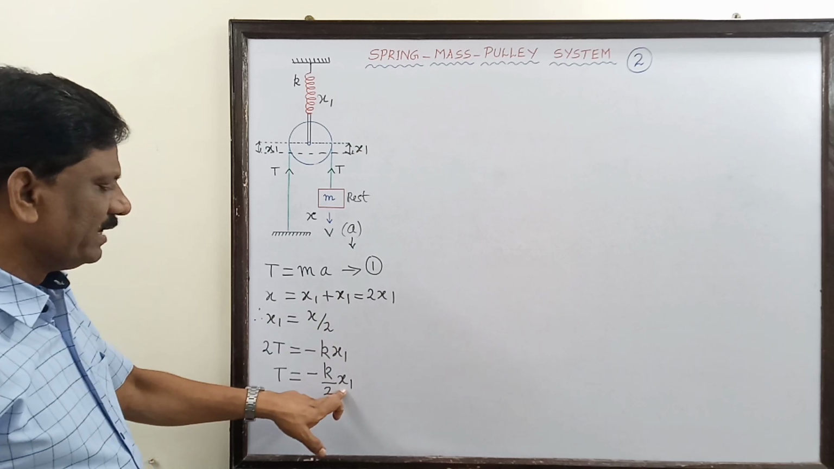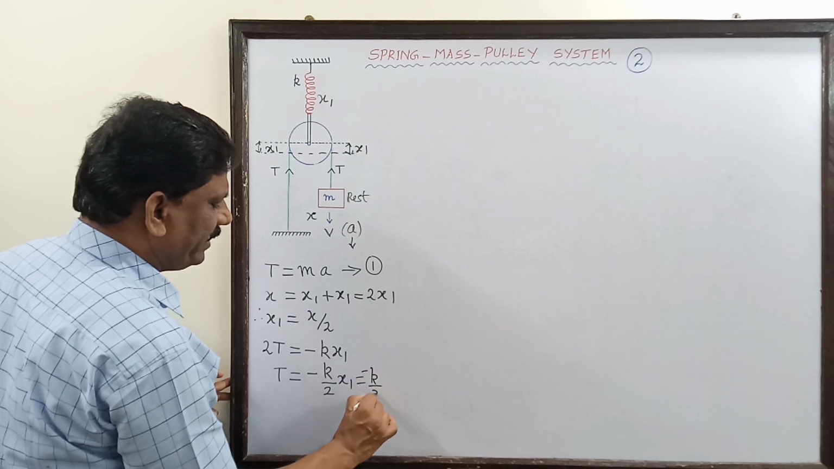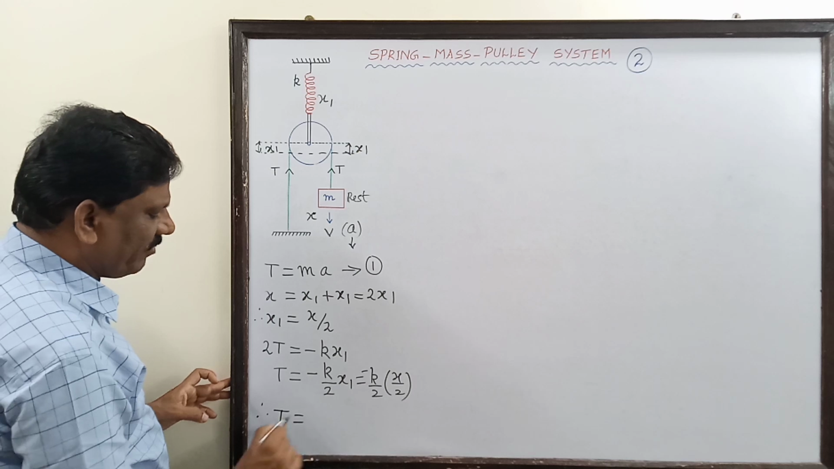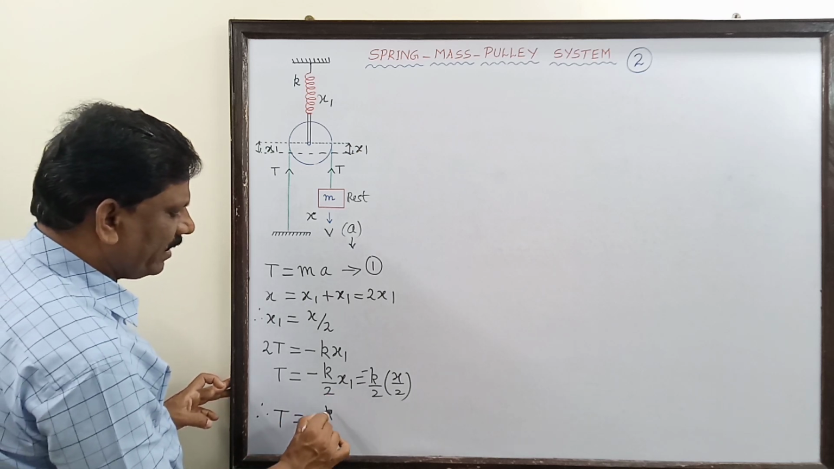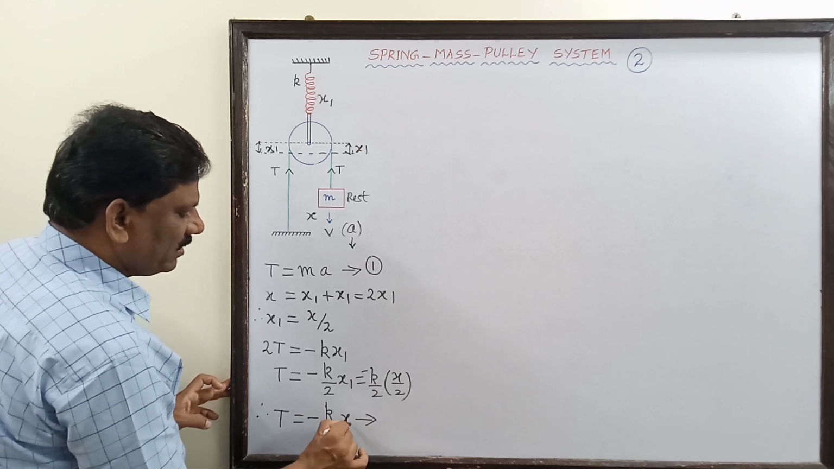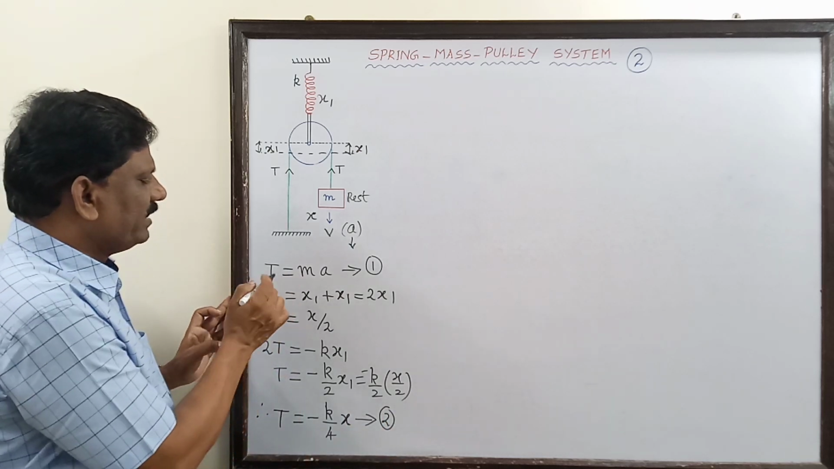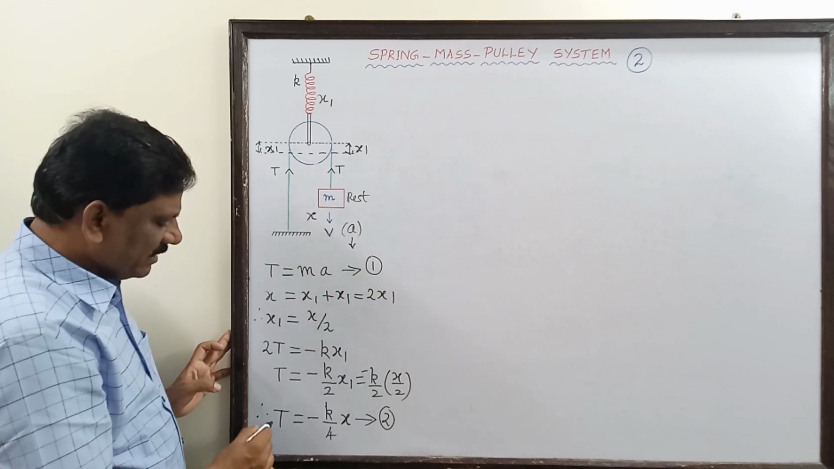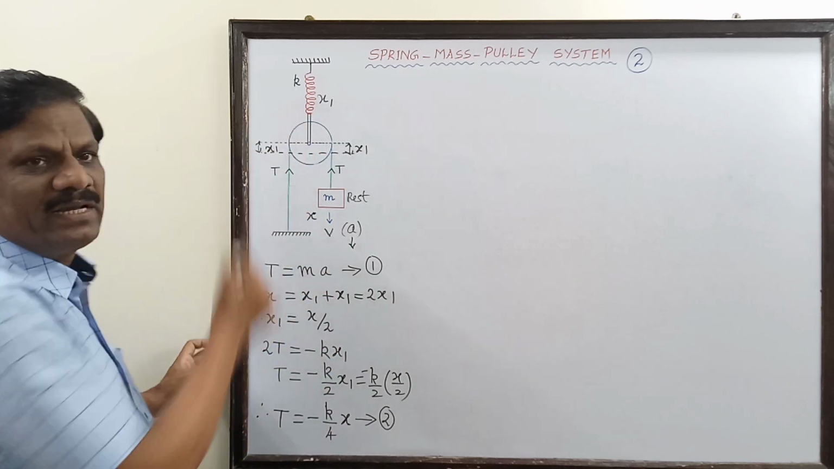So I am going to substitute x by 2 here. So this is equal to minus of K by 2 into x by 2. Therefore, now we get another equation for the tension T in terms of displacement x. This is equal to minus K by 4 into x. So this is equation 2. Now equation 1 is tension T equal to M into A in terms of the mass. Then the same tension is also equal to minus K by 4 times x, in terms of the spring constant.